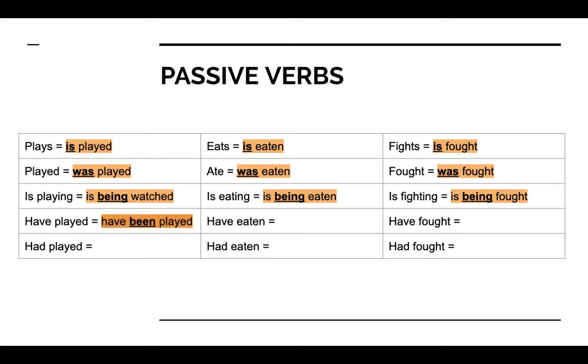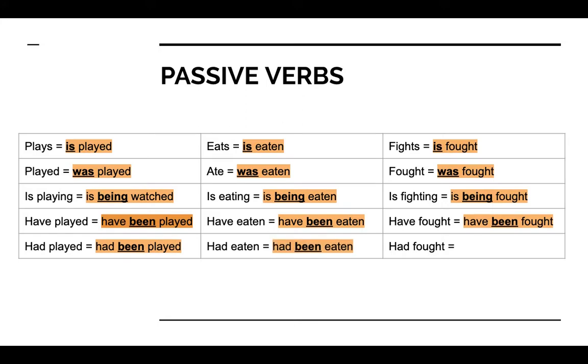Then we've got the present perfect here. So I have played guitar. The guitar has been played. So again, don't forget to conjugate properly. I have eaten sandwiches. Sandwiches have been eaten. England and Germany have fought a war. A war was fought between England and Germany. And then finally, had played, had been played, had been eaten, and had been fought.